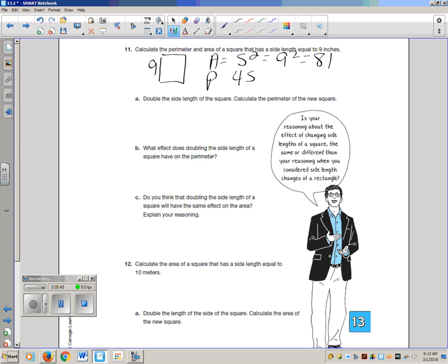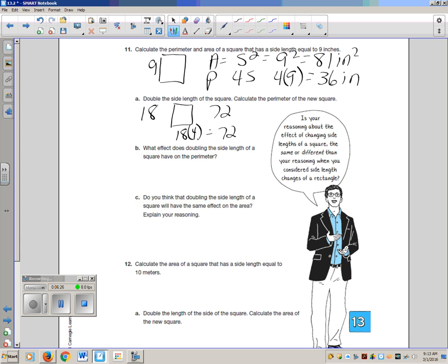Perimeter, 4s, 4 times s, should be 4 times 9, that equals 36. Area is written with a little 2 because it's square inches. Perimeter, you just write inches. Double the side length of the square. So now I've got 18. Calculate the perimeter. So it's an 18 square. So that would give me 72. 18 times 4, that equals 72.